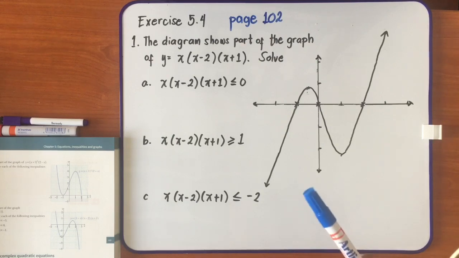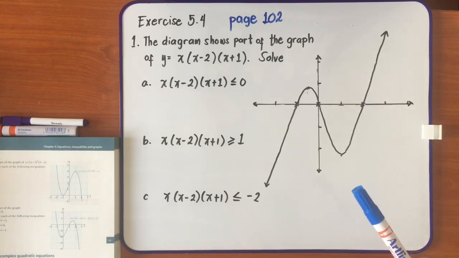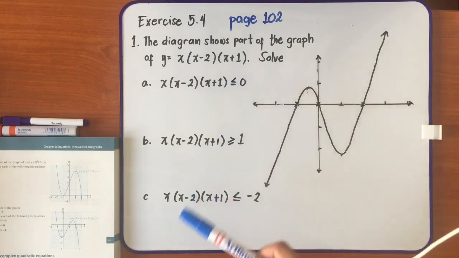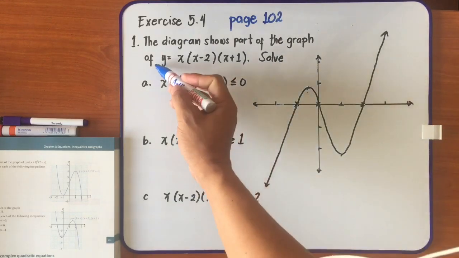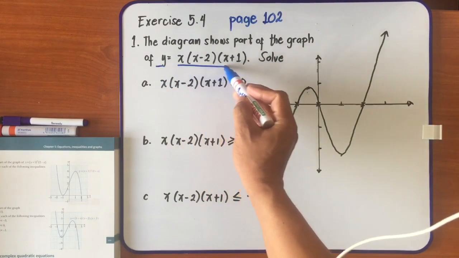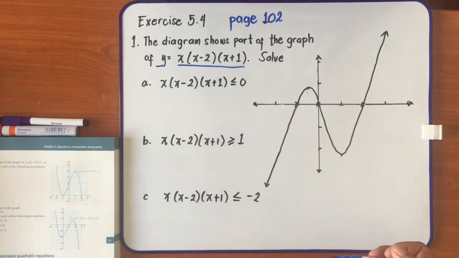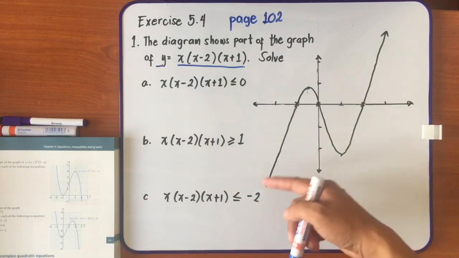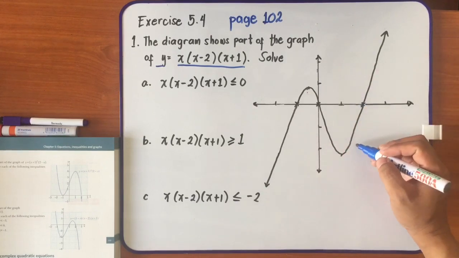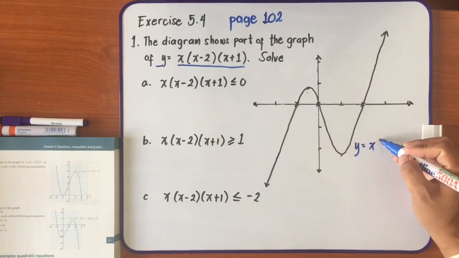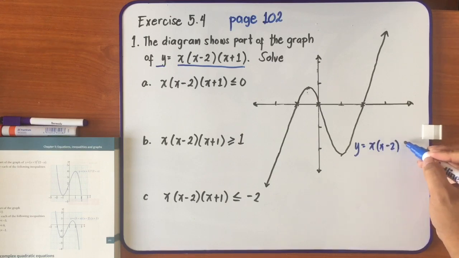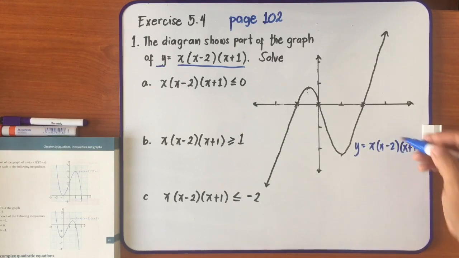So what do I mean? I mean you just need to draw lines. So how do I draw lines? I am just drawing lines that are equivalent to this. Since y is equivalent to x bracket x minus 2 bracket x plus 1, this is the graph of that, y equals x bracket x minus 2 bracket x plus 1. This is the graph of that one.